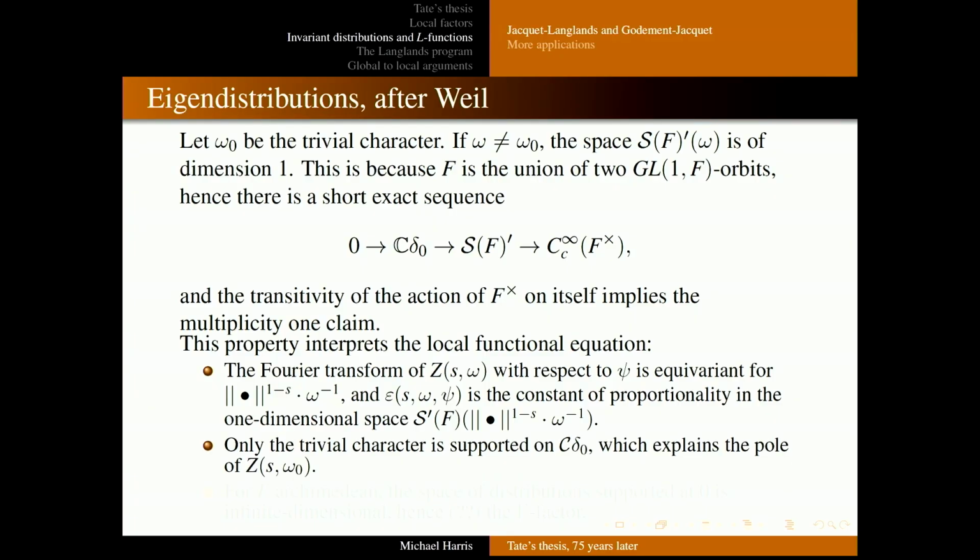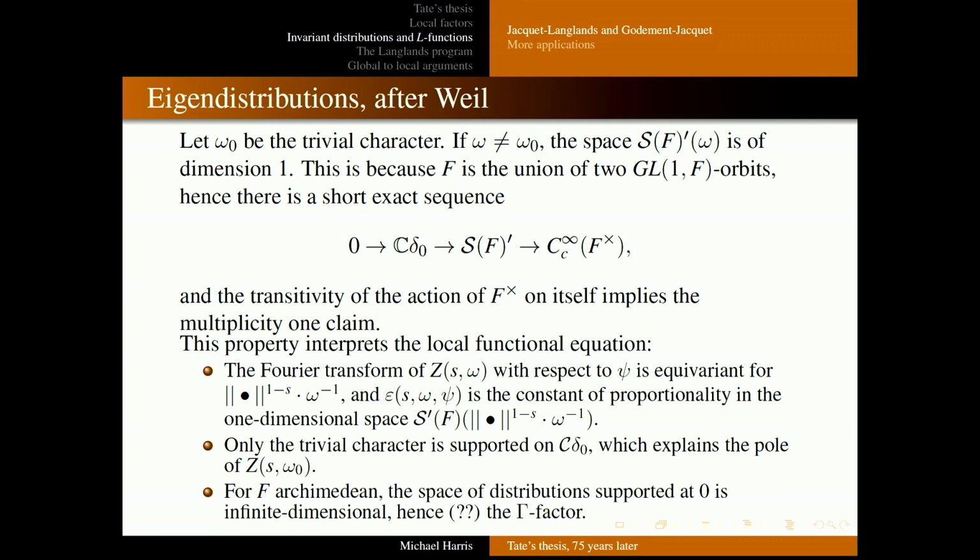Okay, only the trivial character is supported on the delta distribution. That explains the pole. The space of distributions supported at 0 in R is infinite dimensional, and this is why the gamma factor shows up, which has infinitely many poles. Whether this is well understood or not is a matter of taste.